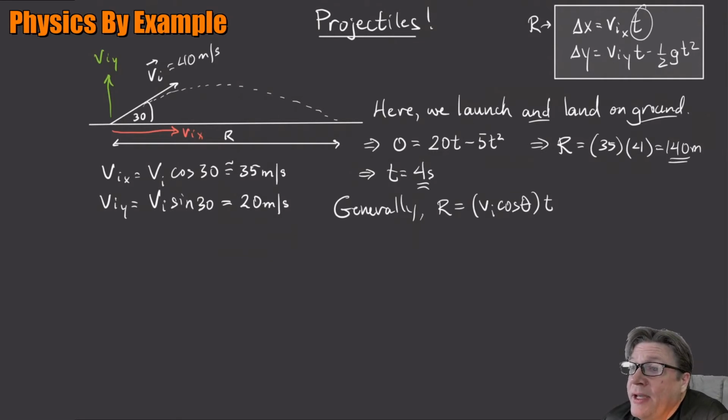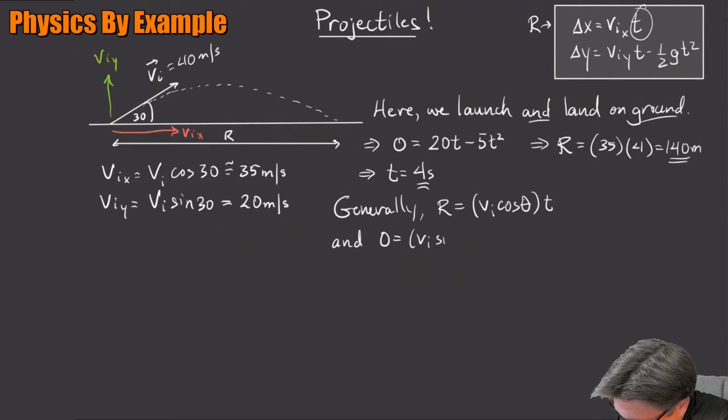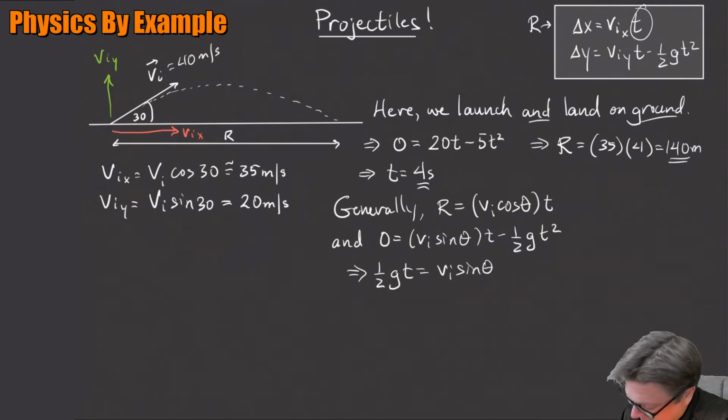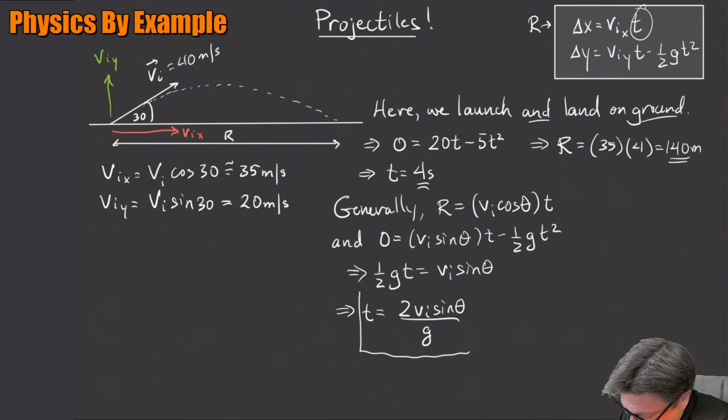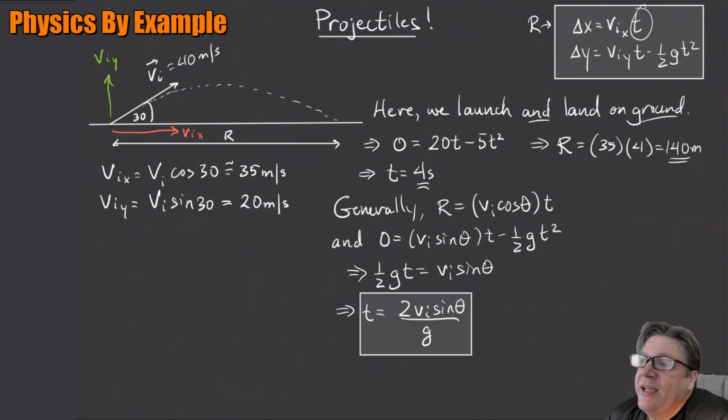Okay, generally, how am I going to figure out what t is? 0 is going to be vi sine theta times t minus 1/2 gt squared. All right, so dividing out one of the t's, that's going to mean that 1/2 gt is equal to vi sine theta. So solving for t is 2 vi sine theta divided by g. That's the total time this thing is in the air. Let's box that because that'll be a useful thing to know.